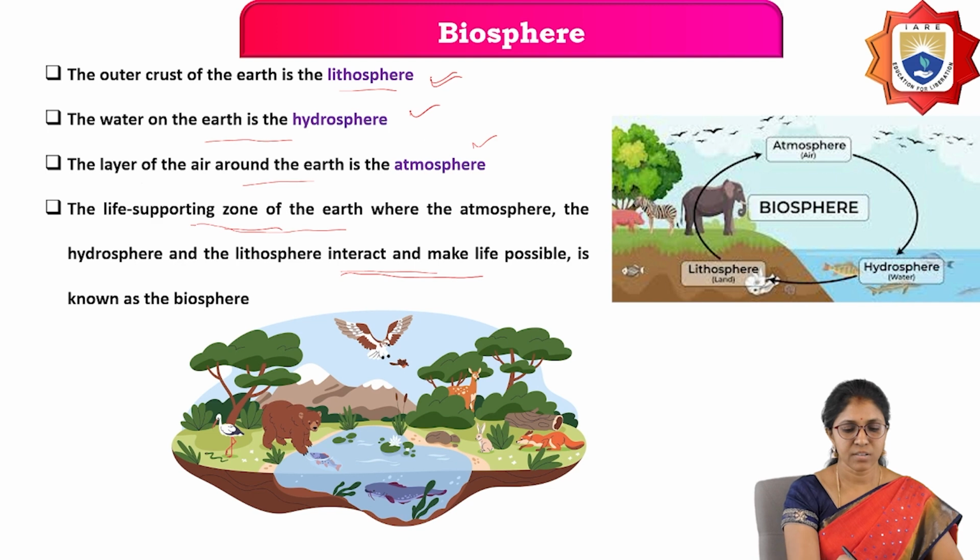So the life supporting zone of the earth where atmosphere, lithosphere, and hydrosphere interact with each other and make life possible is known as biosphere. So the combination of atmosphere, lithosphere, and hydrosphere is called biosphere.